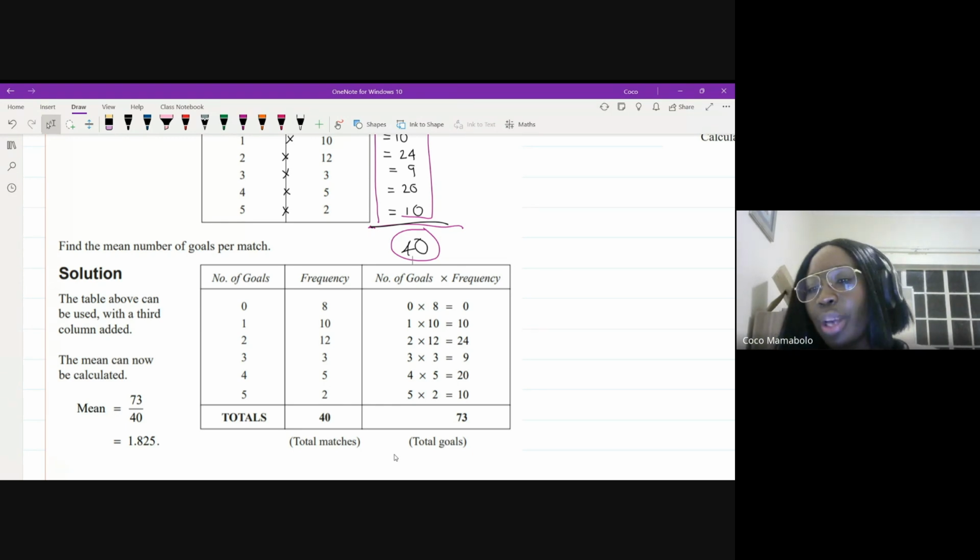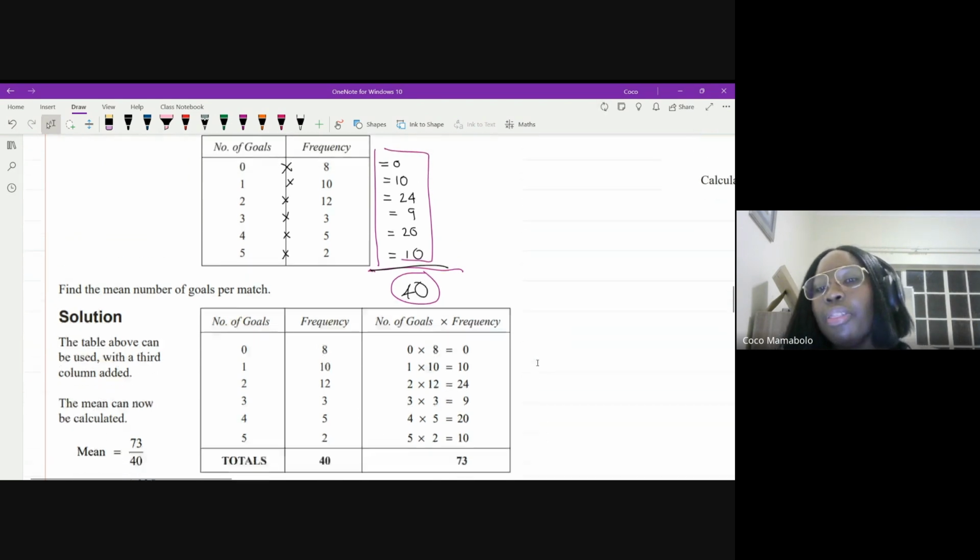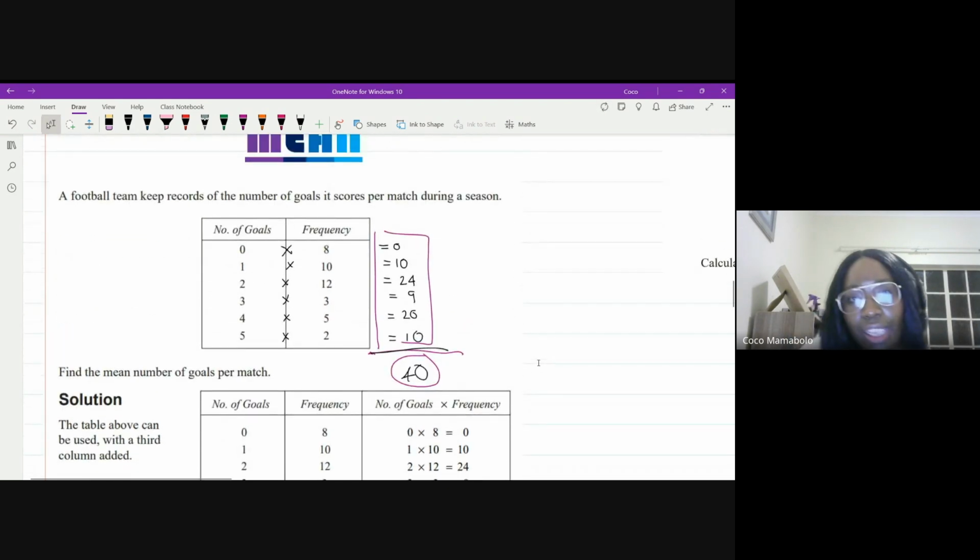Okay, Pumzile says, what does the frequency represent in that table? The number of that thing that they are. So because we know that this is a football team, and they're keeping records of the number of goals they scored per match. So the number of goals over here says 0. So that means that in 8 of the matches they played, they didn't score a single goal.